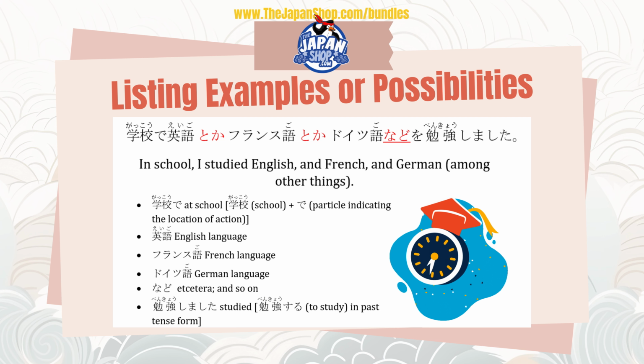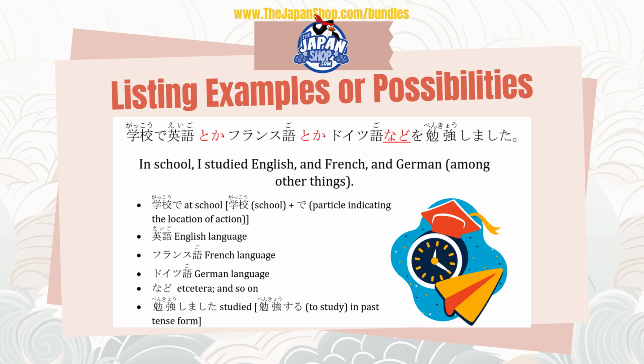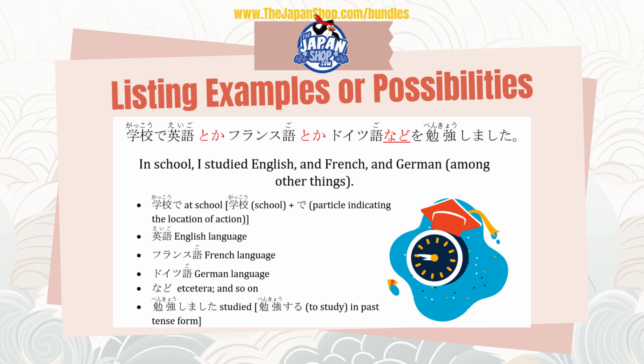学校で英語とかフランス語とかドイツ語などを勉強しました。 In school, I studied English and French and German, among other things.